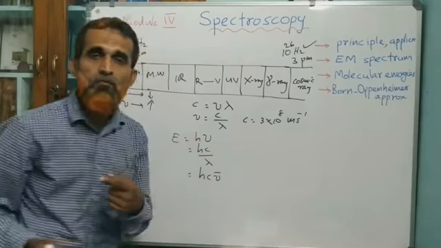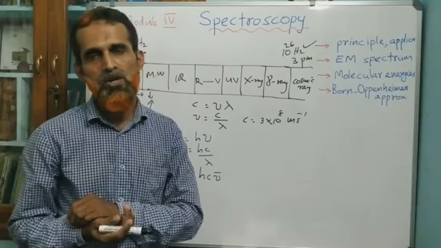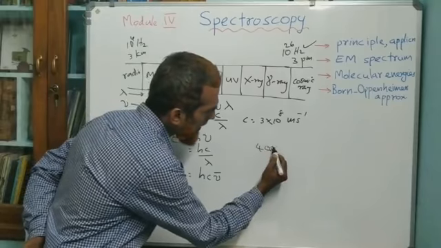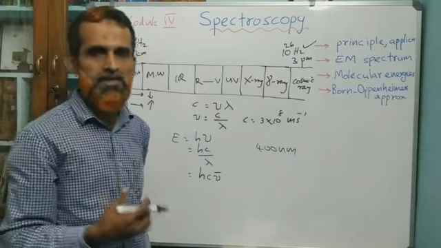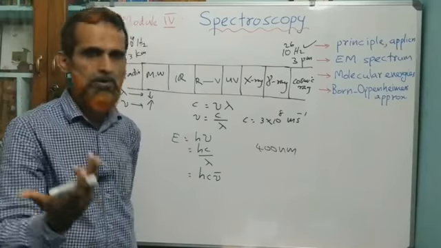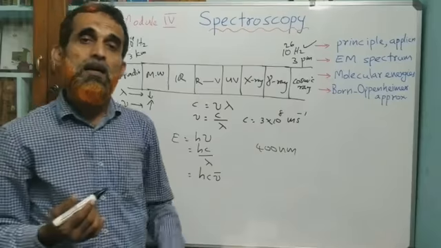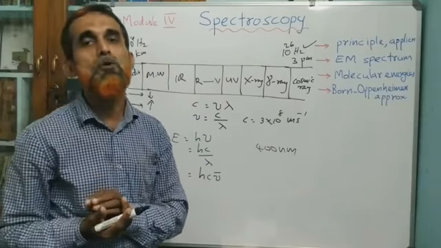You can go for a question. You write down a question. Calculate the energy of a radiation having wavelength 400 nanometer. Okay, you can just work it out just to practice this equation. It's very familiar to you. Calculate the energy in kilojoule per mole. You have to find energy in kilojoule per mole.